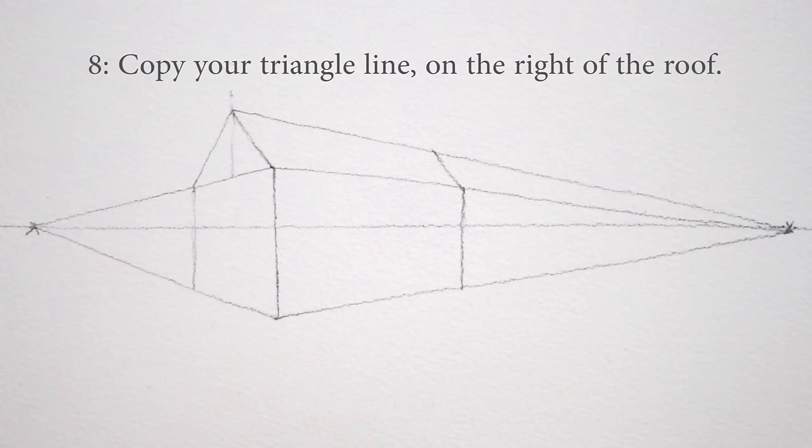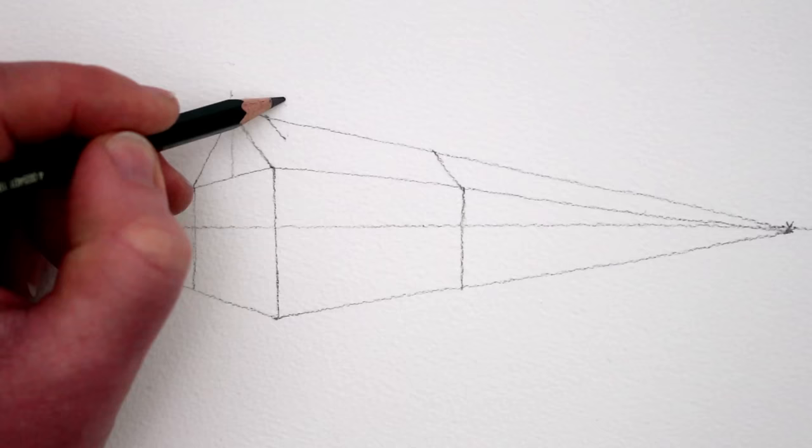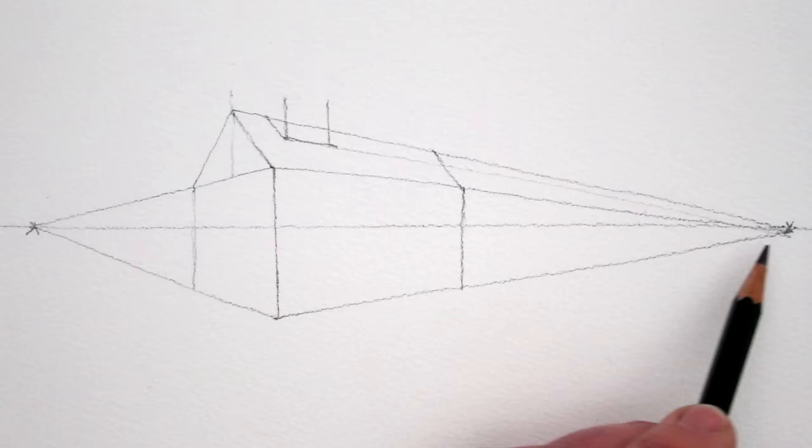Next, we can draw a chimney using the same diagonal roof line and drawing some vertical lines and a horizontal top of the chimney. We'll go to the right vanishing point. In this way, we can find the base and the top of the chimney because we can read along these lines to the right vanishing point and also to the left vanishing point.